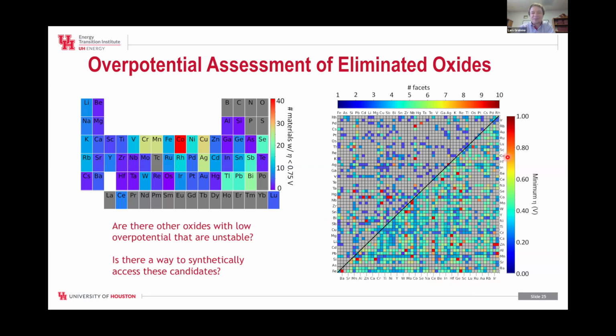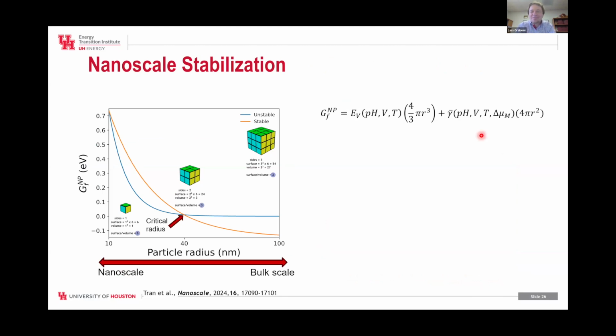And if they exist, can we think of ways to stabilize them? And so here's where Richard Tran became very creative, and he looked at nanoscale stability. So what we looked at was just the bulk stability of a material. And the bulk really has a lot of volume, but not much surface area. Now, if you're going to smaller and smaller particles, well, the surface area or the ratio of surface to volume becomes much, much larger. And so if we're taking this cube here, the surface to volume ratio is 2, whereas in the smallest cube here, the surface to volume ratio is 6.